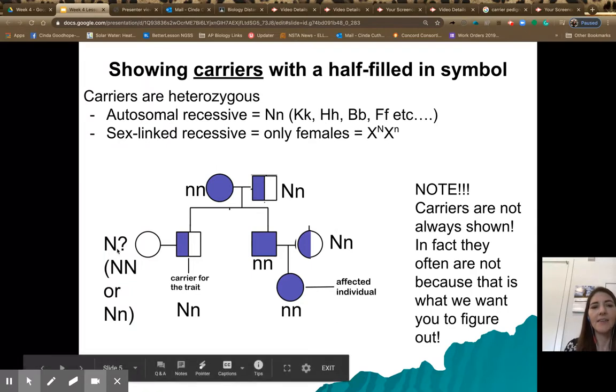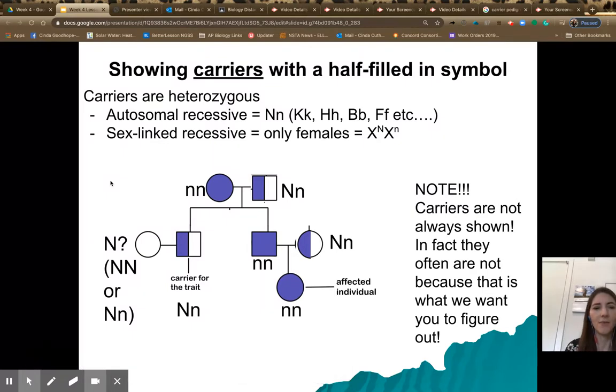And finally, this person is again an N question mark. We don't know until they have children. So big N, or big N, little n. So that would be carriers. But again, oftentimes they're not shown because that's what we want you to figure out.